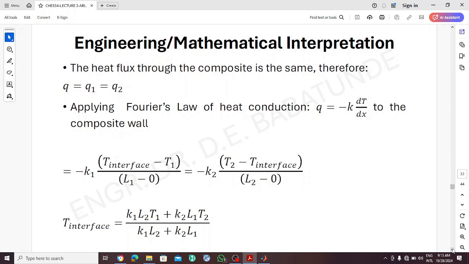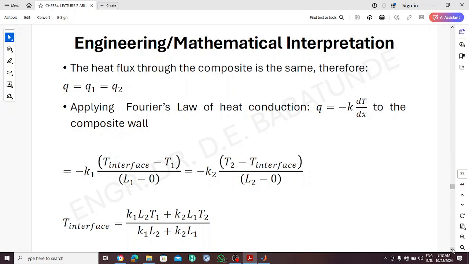Then the thickness is L1. If I say this is 5 centimeters, before I can say that, I must have started from a reference, a datum, which is 0. That is why the change in thickness or distance in this case is L1 minus 0 for the first material. So we replicate that for the second material.